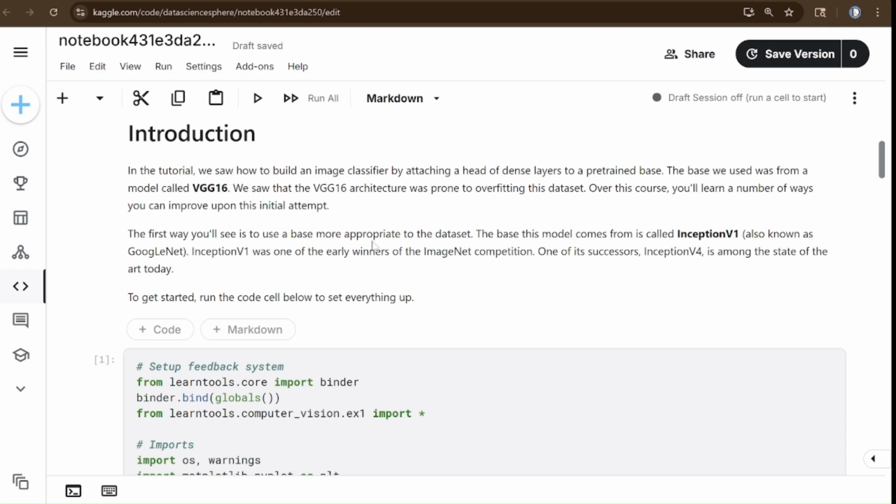So first you will see how to use the base more appropriate to the dataset, and the base of this model is called Inception V1 or GoogleNet. Inception V1 was one of the early winners of the ImageNet competition. ImageNet, I told you, is a database of many natural images, and one of its successors, Inception V4, is among the state of the art today.